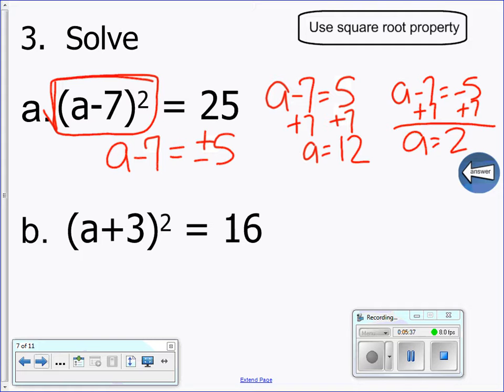So those are my solutions, 2 and 12. Okay, let's try another one.